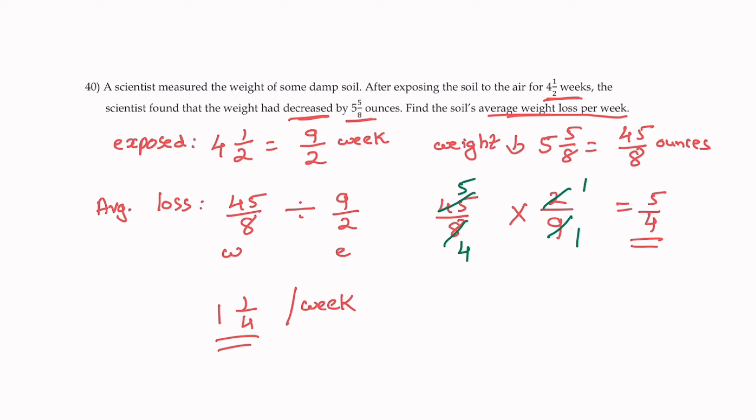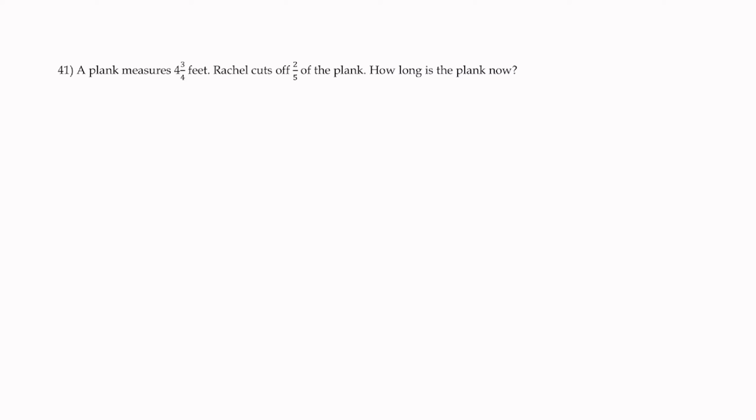Okay, easy. Question 41. A plank measures 4 3/4 feet. So that's the total given to us. Rachel cuts off 2/5 of the plank. So that's what she is cutting off. How long is the plank now? So we are given total here. Let's convert this total into an improper fraction. So we know that this is 4 times 4, 16. 16 plus 3 is 19. So 19 upon 4. And now she cuts off 2/5 of the plank.